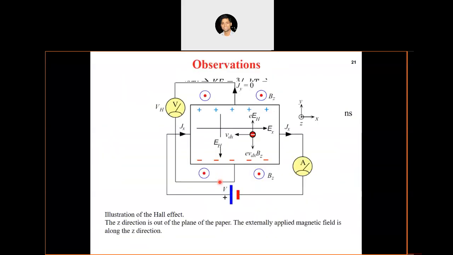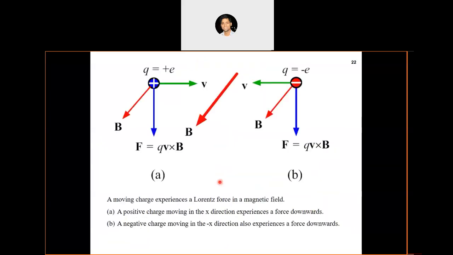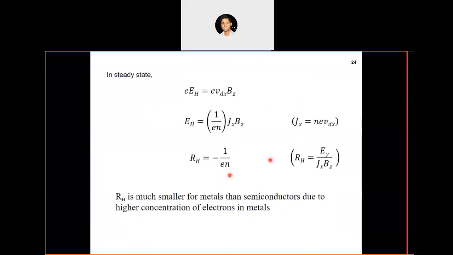And then we also discussed the Hall effect, right? We applied these equations which we derived in the Drude model, and then we derived the expression for the Hall coefficient, which comes out to be a very simple expression, 1 upon en, where e is the electronic charge and n is the concentration of the electrons, right?